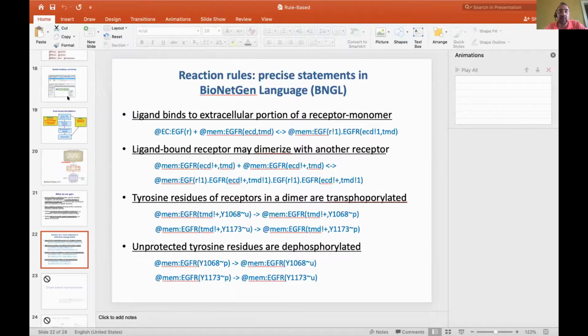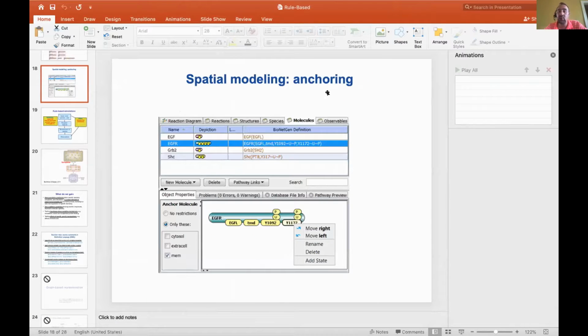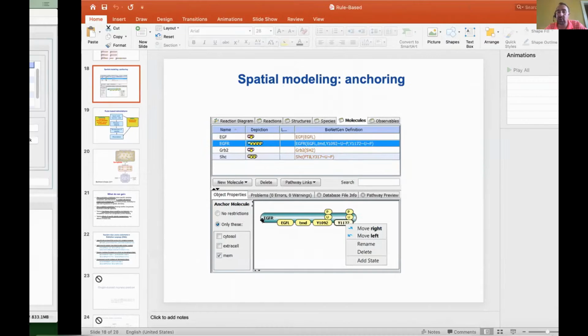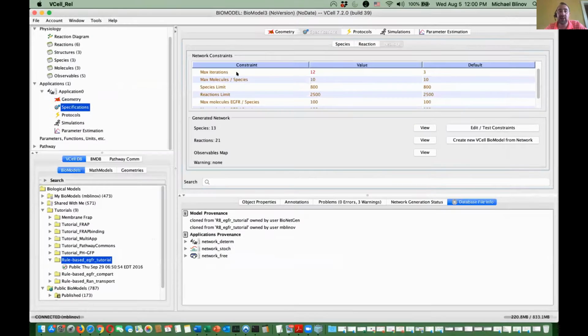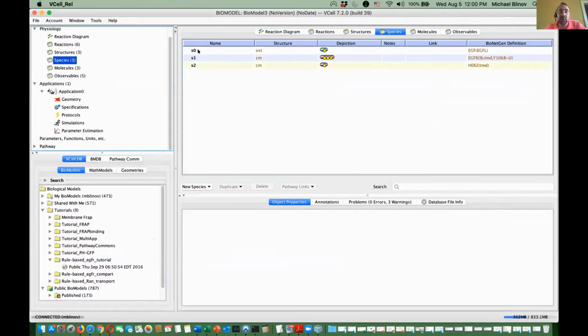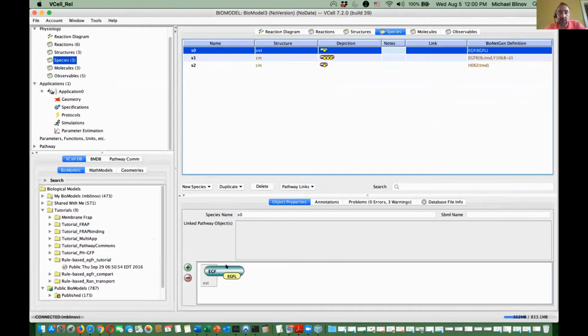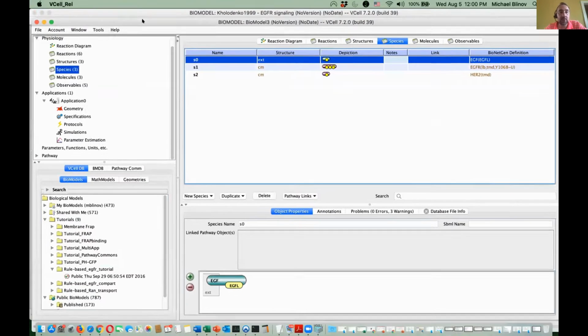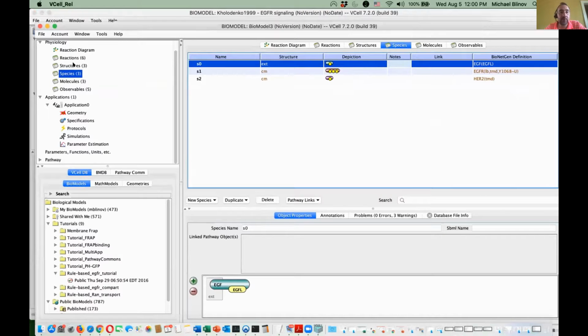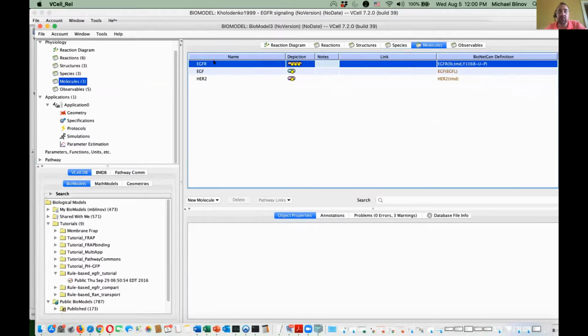What is unique to us is that we have spatial modeling for both biological network generation and network-free simulation. And in this spatial modeling, we can anchor the molecules to a specific compartment. I didn't mention it in my test case, but when you get species, you can say, not species, molecules.